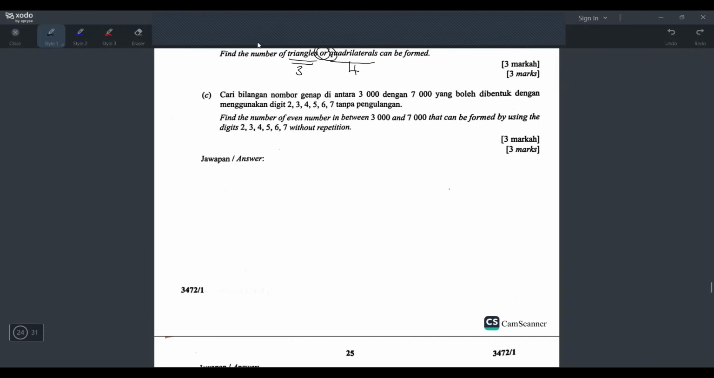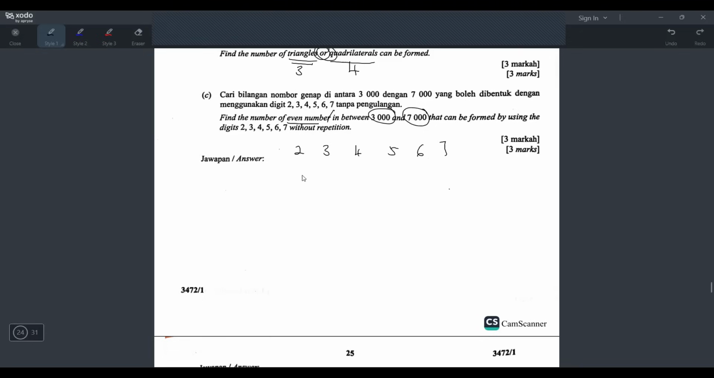Let's do C now. Let's read this question. Find the number of even numbers. Even number means numbers that can divide by 2. So find the number of even numbers between 3,000 and 7,000 that can be formed by using 2, 3, 4, 5, 6, 7 without repetition. So let's talk about this question: 2, 3, 4, 5, 6, 7.